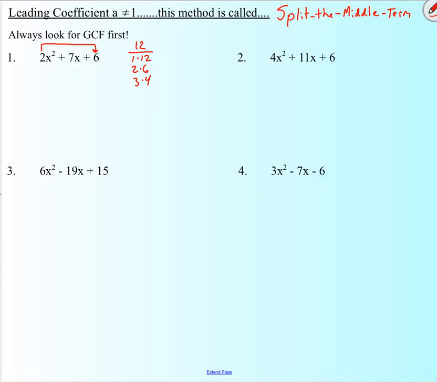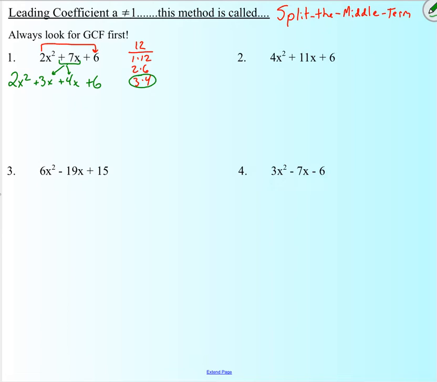And again, I'm not going to worry about negatives in this one because none of my terms are negative. Now, which one of those products add up to a 7? Well, it looks like 3 plus 4 would give me 7, so here's what we're going to do. It's called split the middle because I'm going to replace the 7x with a positive 3x and a positive 4x. So I've split 7 into 3 and 4, and I got the 3 and 4 from the factors of my A term times my C term.